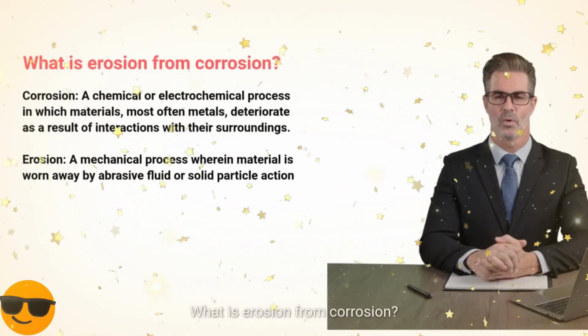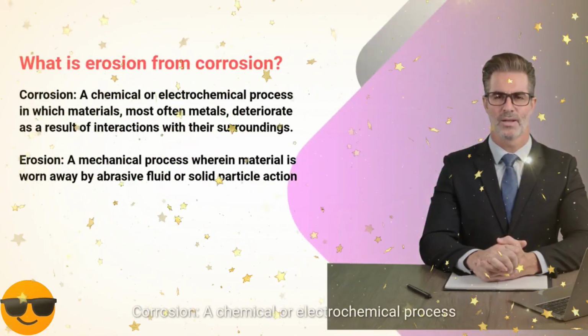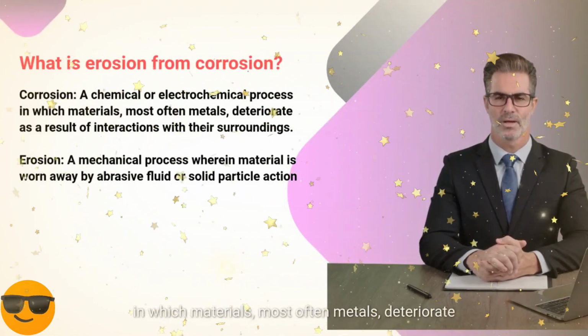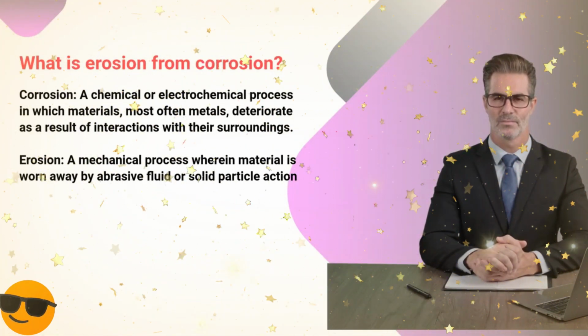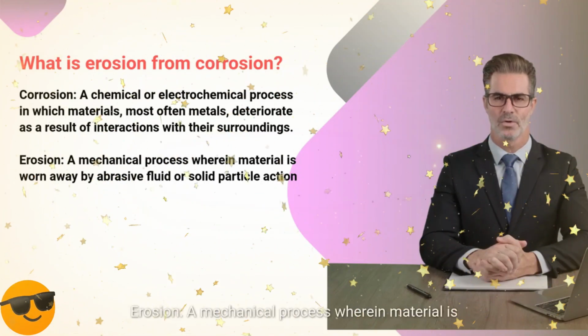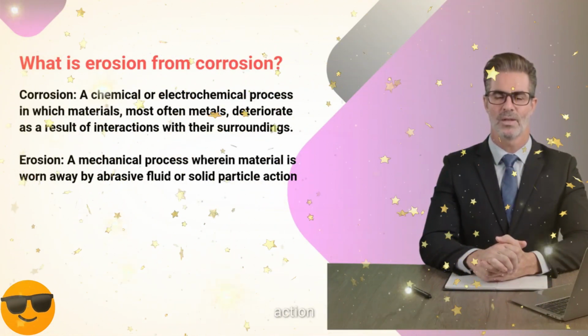What is erosion from corrosion? Corrosion, a chemical or electrochemical process in which materials, most often metals, deteriorate as a result of interactions with their surroundings. Erosion, a mechanical process wherein material is worn away by abrasive fluid or solid particle action.